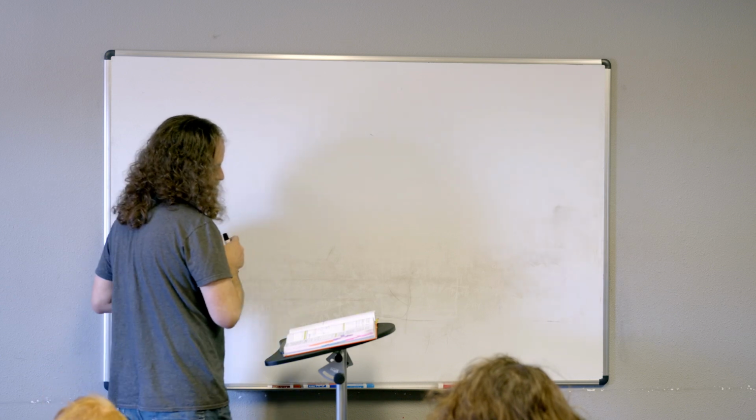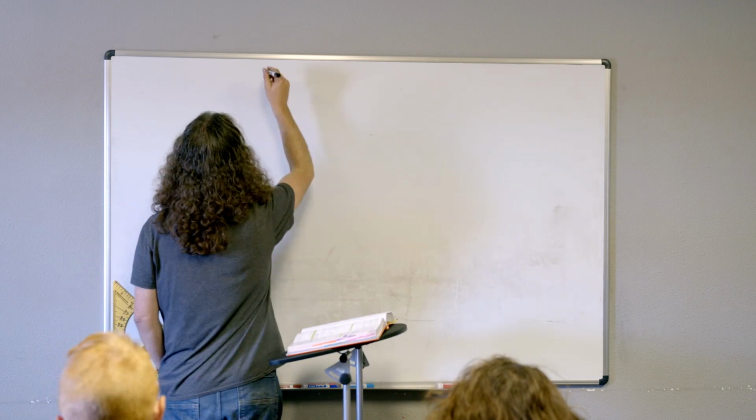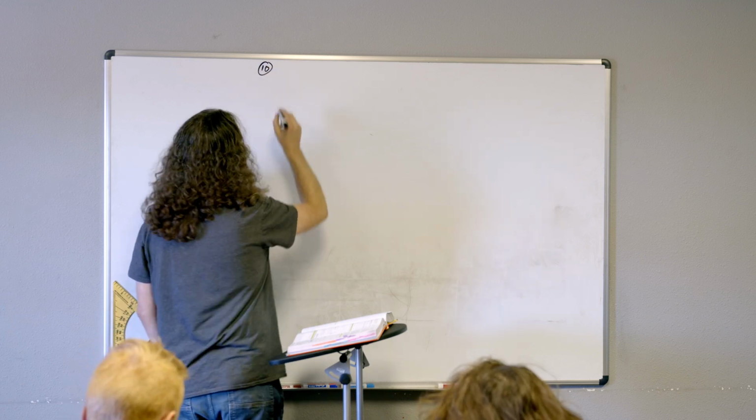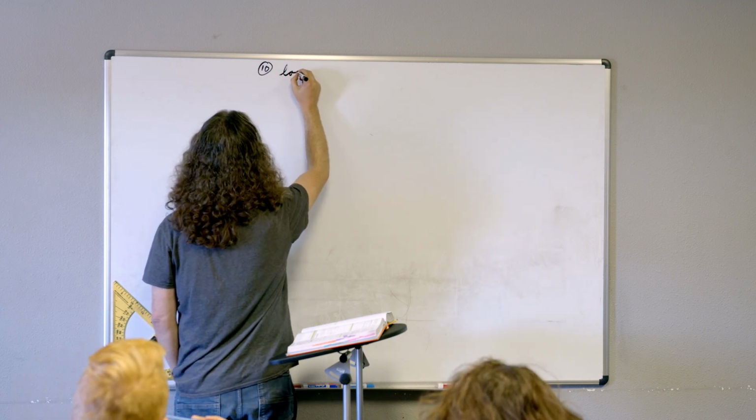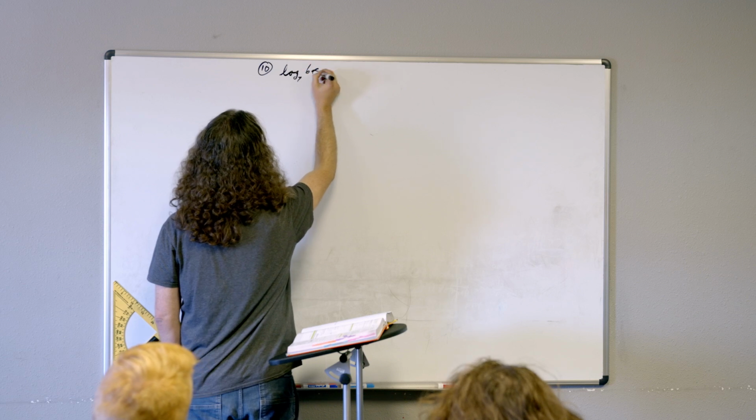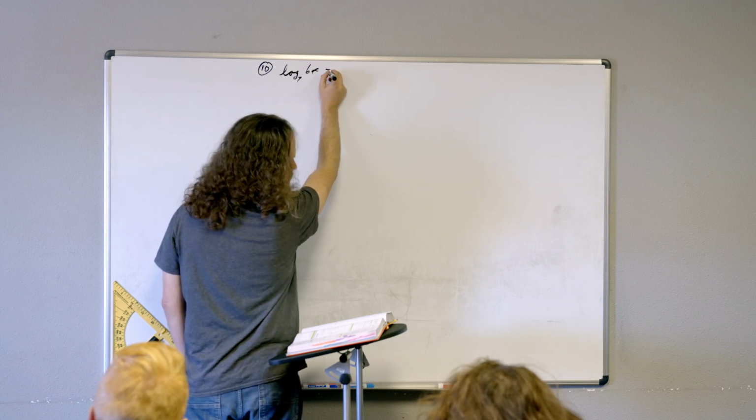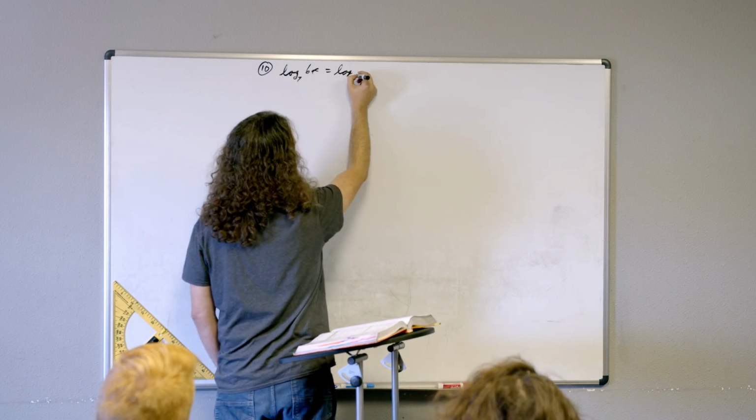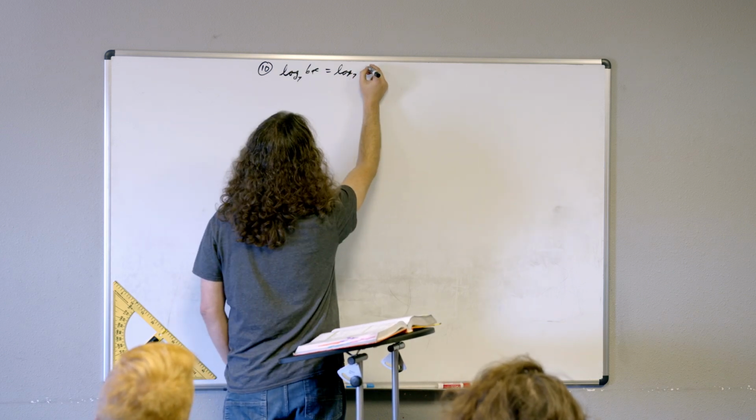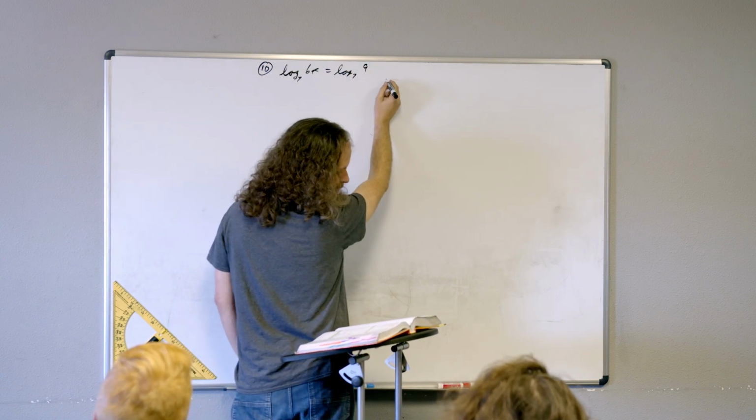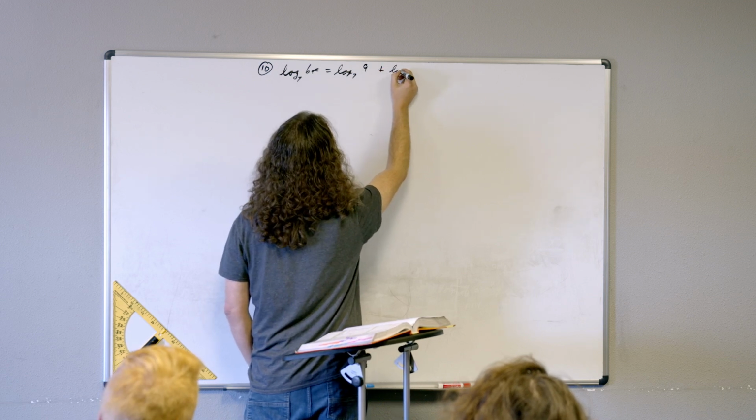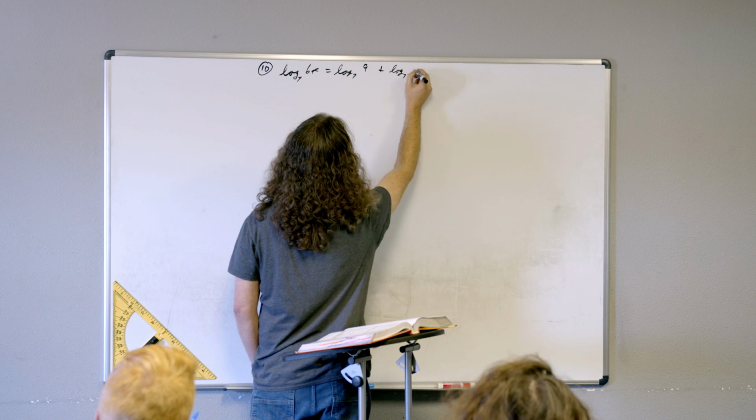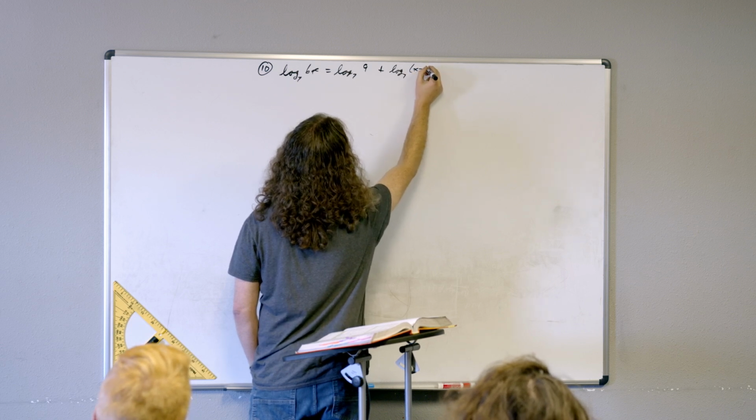Okay. Let's do number 10, and then we'll get back to trig. The log base 7 of 6x equals the log base 7 of 9 plus the log base 7 of x minus 4.